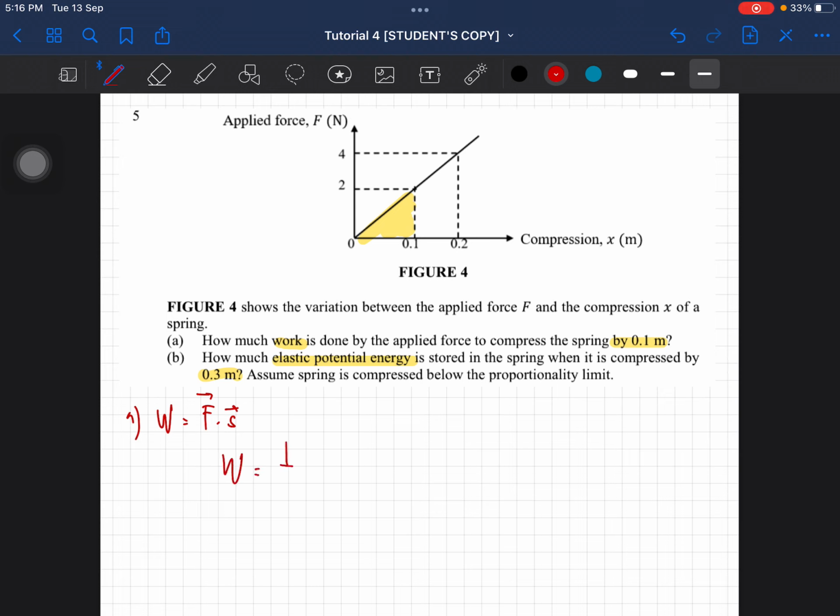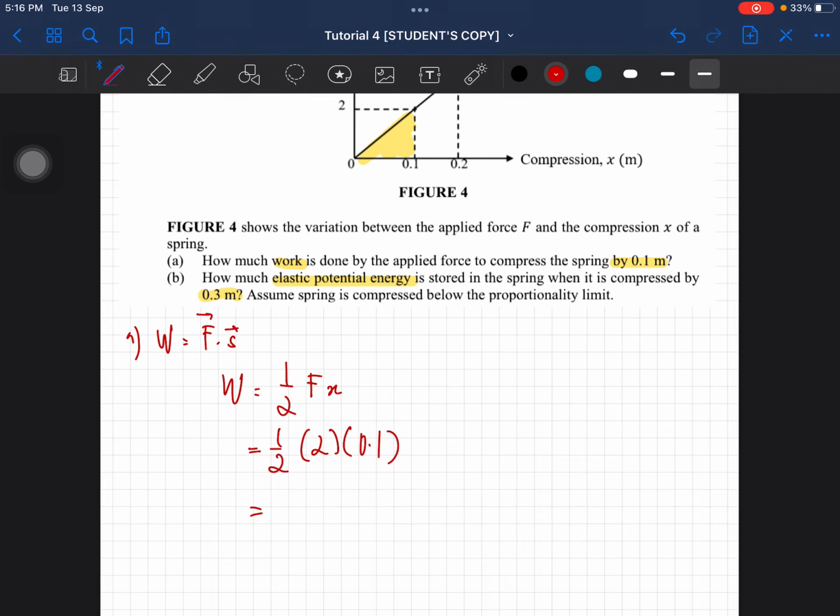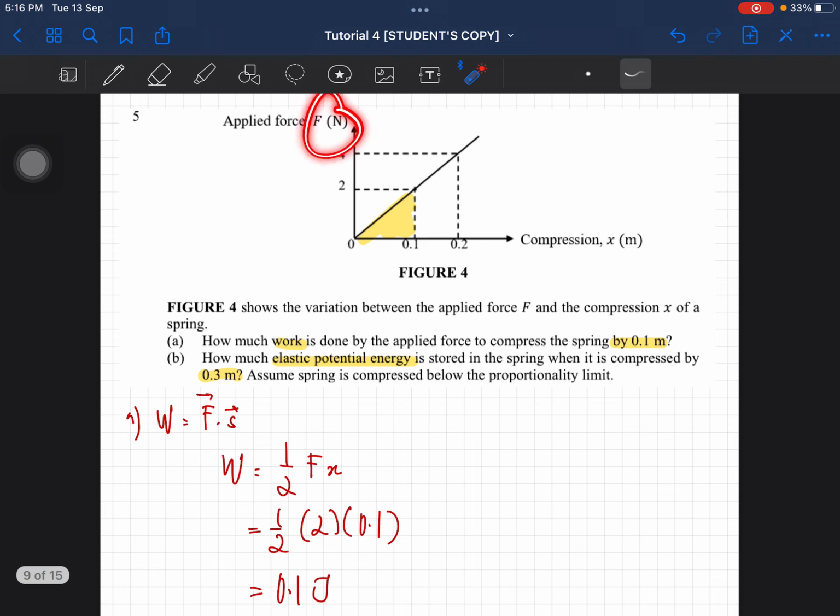So that is half fx. Force is 2, x is 0.1. So dapatlah jawapan dia 0.1 joule. Okay. So every time there's a graph and the graph is force against compression, something that is related to displacement, you can actually just calculate the area under the graph, because it will tell you the value of work done juga satu kali. Okay.